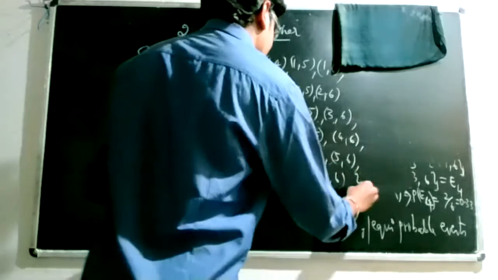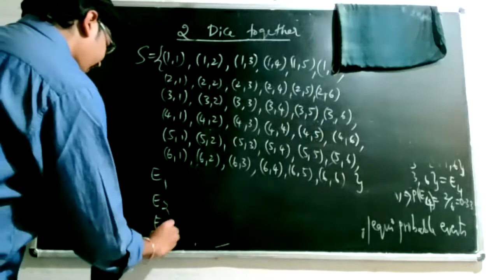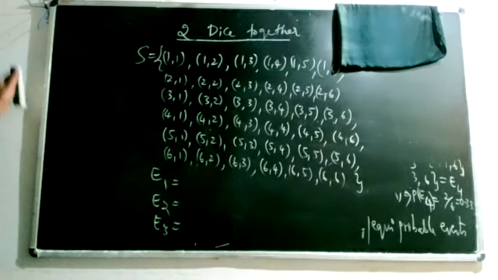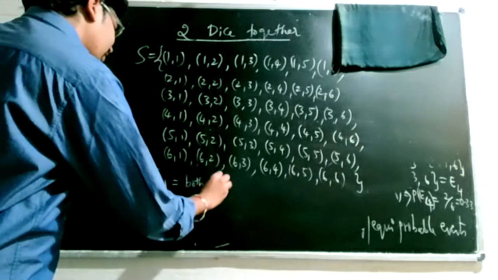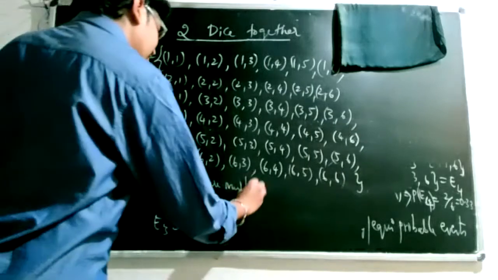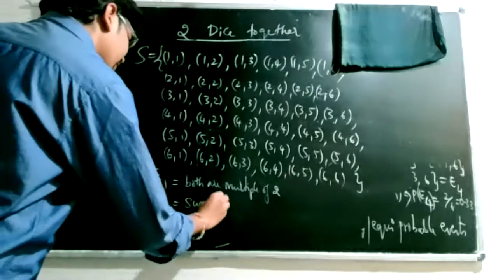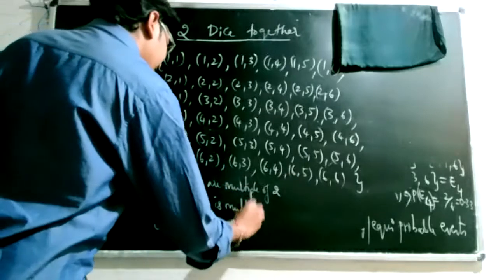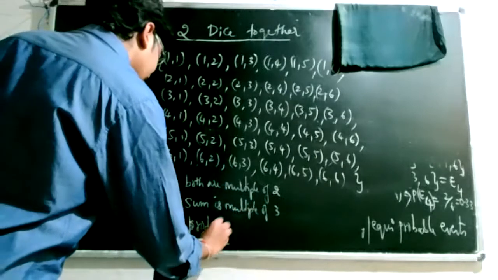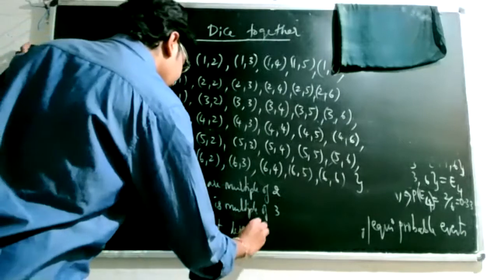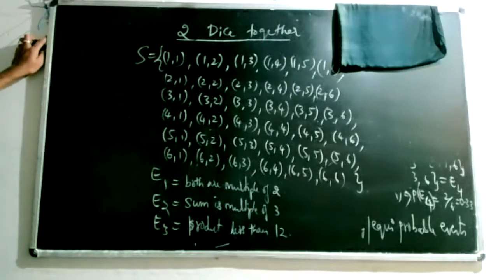So this is the sample space, and let me take one or two events. I want to observe the case where both are multiples of 2, then the sum is a multiple of 3, and then a product less than 12. These are some of the events of interest.